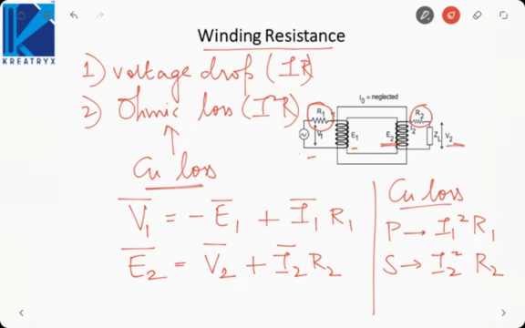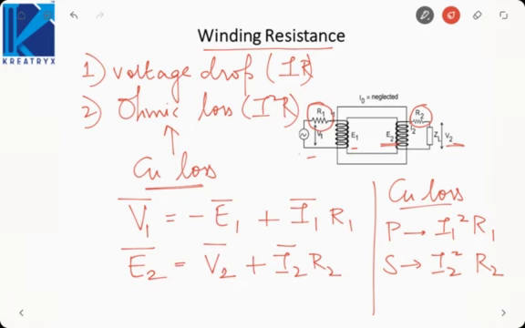Now my motive is to bring this resistance R2 into the primary winding. I want to develop a circuit model such that this R2 can be included in the primary winding. So the criterion that I use to transfer the resistance from secondary to primary is that the copper loss must remain the same, because no matter what circuit model you are using, the transformer is not changing, so its losses must not also change. That is the criterion that we will be using to transfer the resistance. Okay, are you getting me?